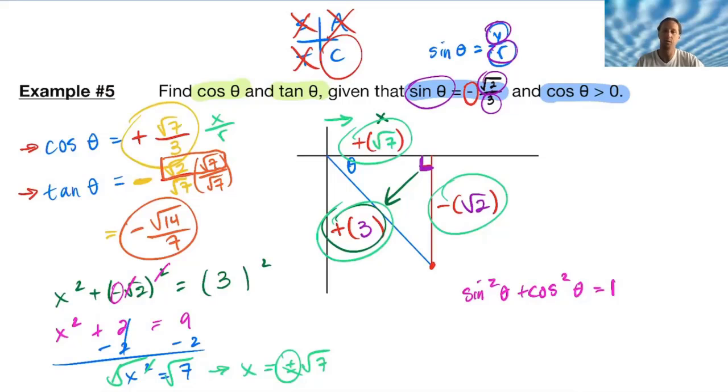So please be careful with your signs, pay attention to details, many different ways to do that, but kind of gave you the 2 different options of using the Pythagorean theorem or the Pythagorean identity I told you to memorize.